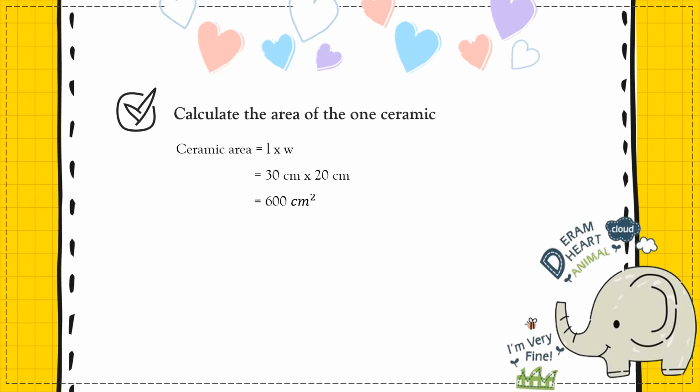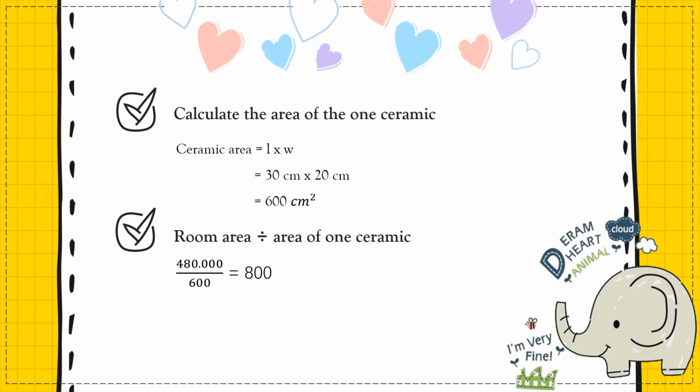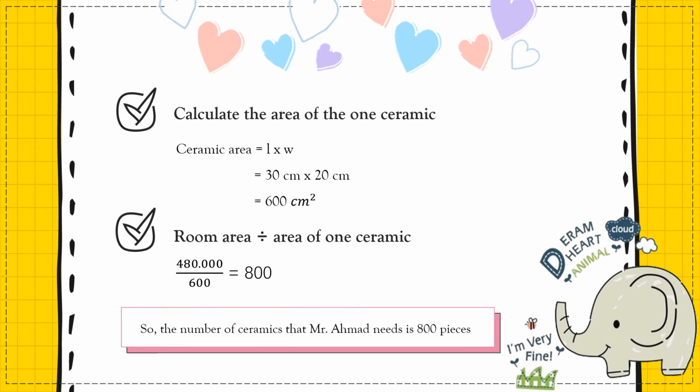After we know the area of the living room and the area of the ceramic unit, then we divide the area of the living room by the area of the ceramic unit. 480,000 divided by 600 equals 800. So, the number of ceramic that Mr. Ahmad needs is 800 pieces.